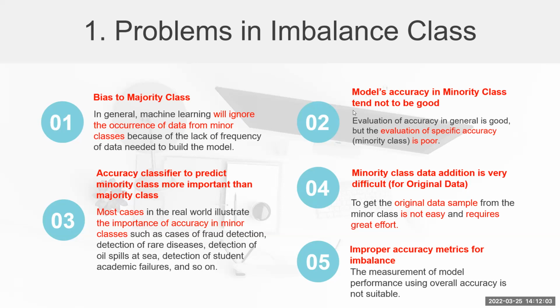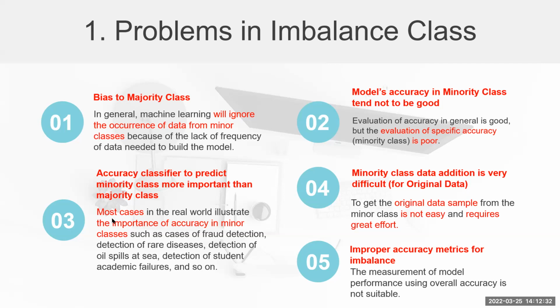Second, the model's accuracy in the minority class tends to not be good. Actually, the overall accuracy is usually high, but the evaluation of the specific accuracy, I mean for the minority class, is poor.